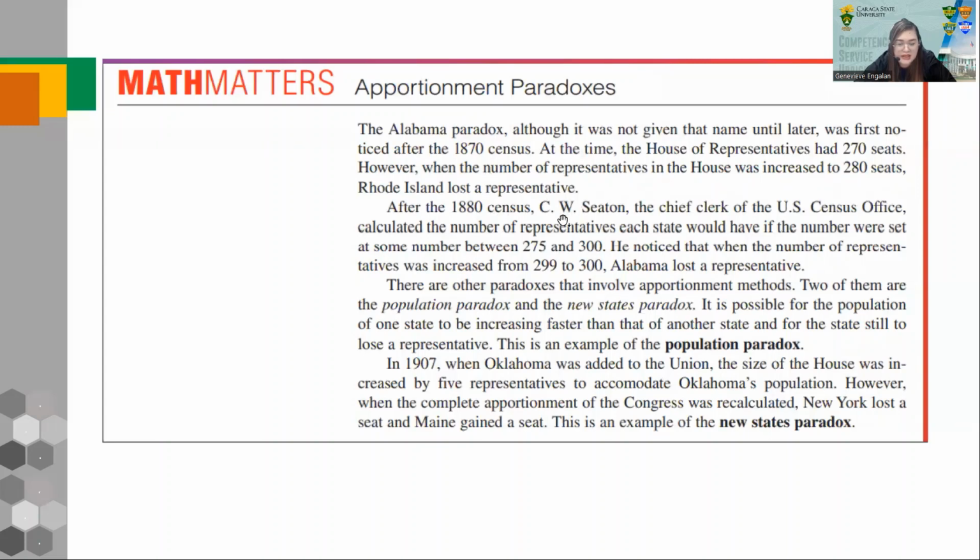In the 1880 census, C. W. Seaton, the chief clerk of the U.S. Census Office, calculated the number of representatives each state would have if the number were set at some number between 275 and 300. So he noticed that when the number of representatives was increased from 299 to 300, Alabama lost a representative.